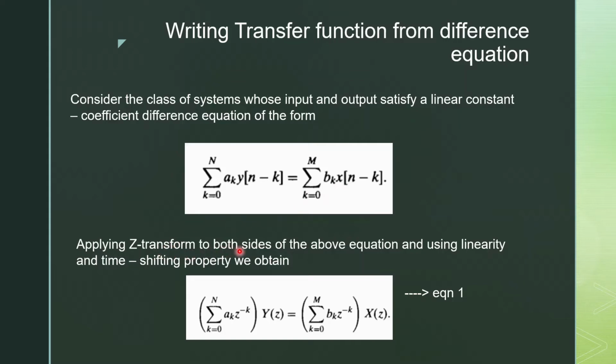Applying the z transform to both sides of the above equation using the linearity and time shifting properties, we obtain summation k runs from 0 to n ak, where y of n minus k becomes z power minus k into Y(z), equal to summation k runs from 0 to m bk, where x of n minus k becomes z power minus k into X(z). Mark this as equation 1.